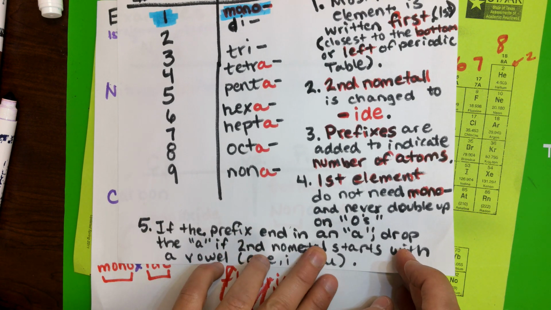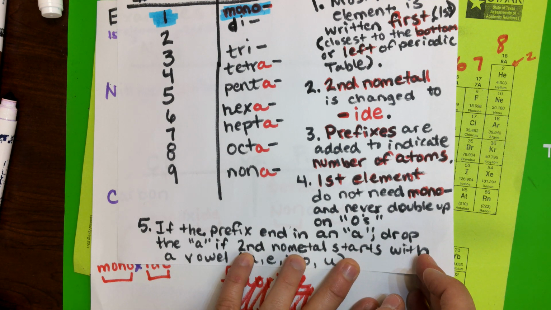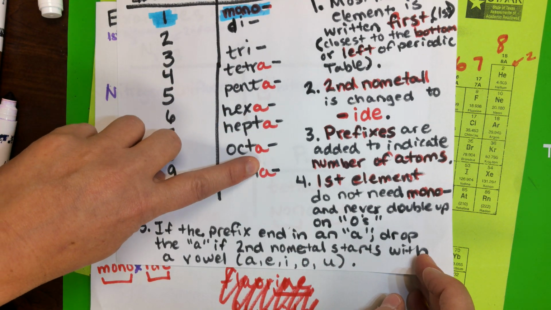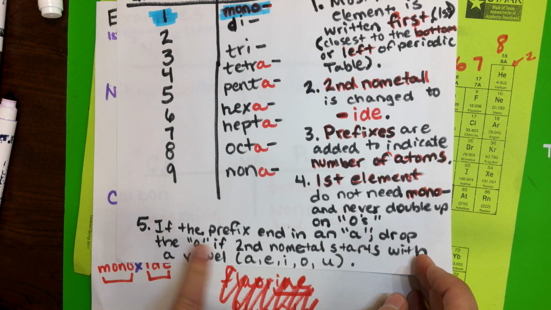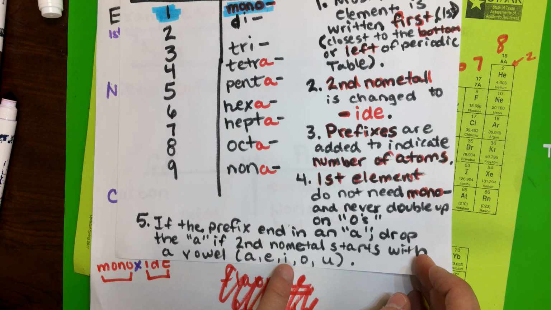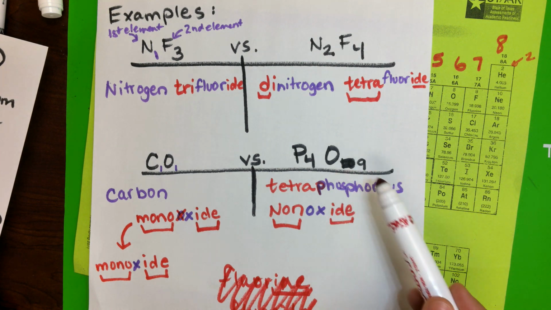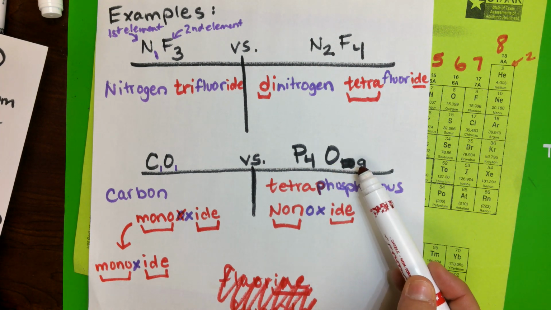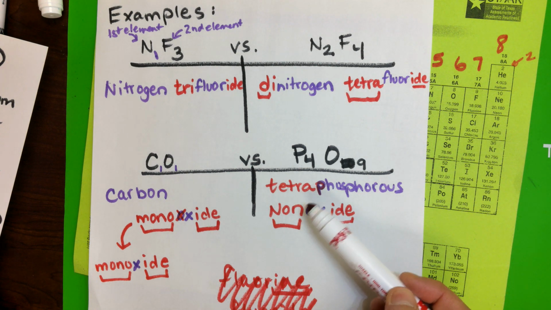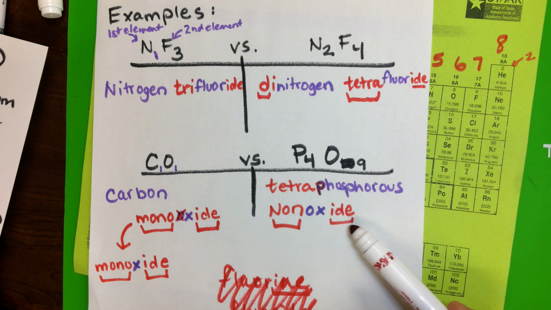If the prefix ends in an A, these are the ones that have A, drop the A if the second nonmetal starts with a vowel. The vowels are A, E, I, O, U. So here, I changed it to 9. This was nona, so instead you drop the A, and then you put the O from the oxygen, and then the X, and then be careful, IDE.